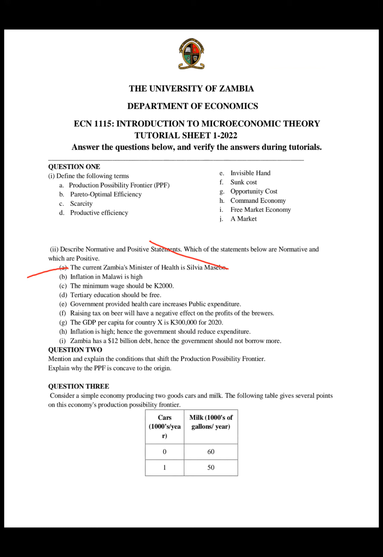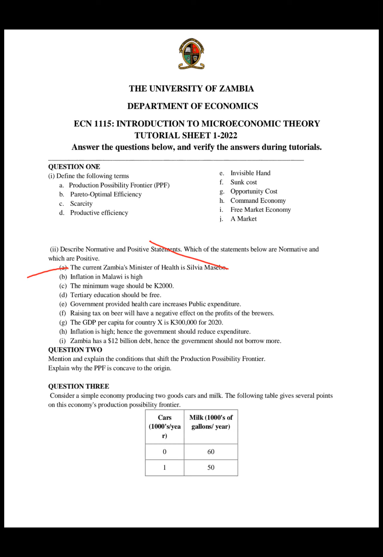You guys have already passed micro, and congratulations. Tertiary education should be free. Normative. Government provided health care increases public expenditure. Positive. It's a positive statement, right?